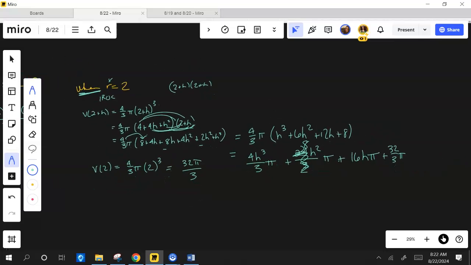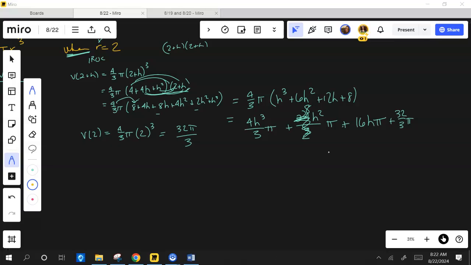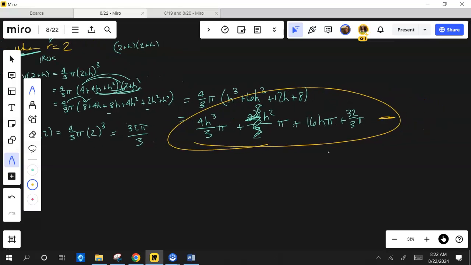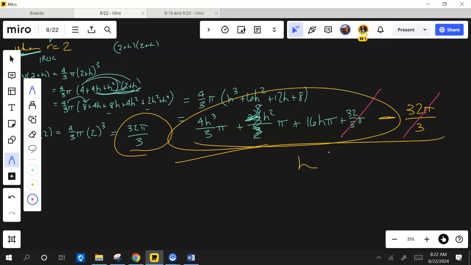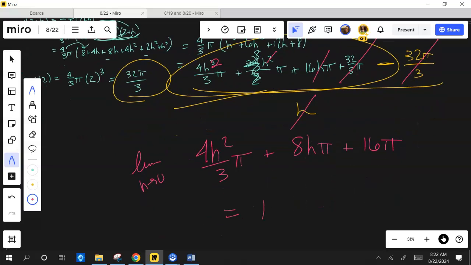And I did all that because I really wanted you to see that whenever I plug in this formula, remember it's this minus this over h. I'm not going to rewrite it because I don't want to. That cancels, and I can take an h out of everybody. So I end up with 4h squared over 3 pi plus 8h pi plus 16 pi. Remember, I'm doing the limit as h goes to 0, which just gives me 16 pi. That's not wrong.